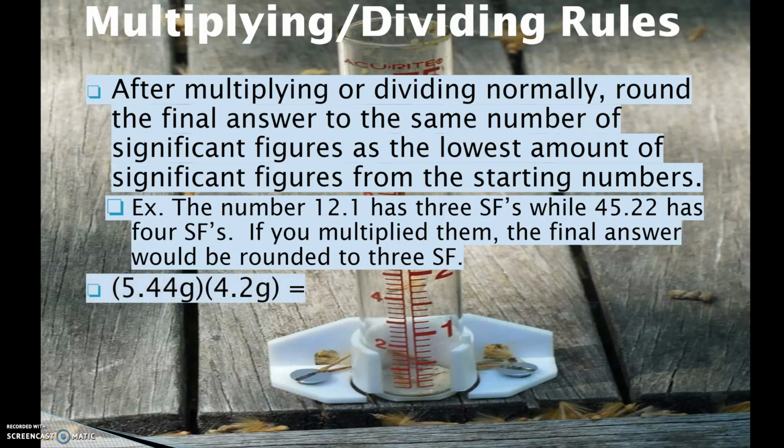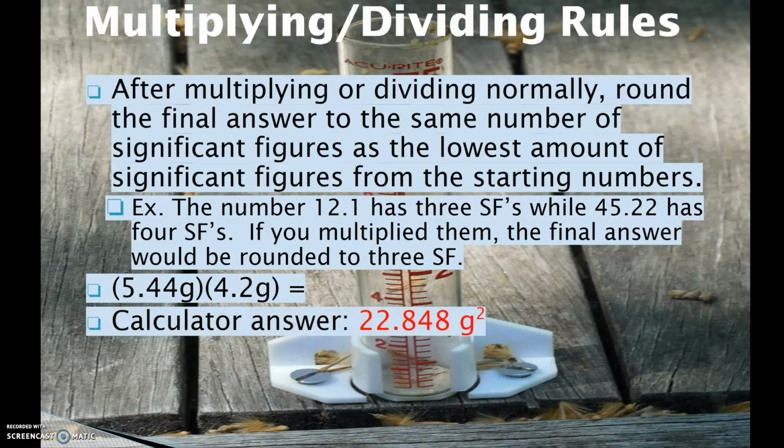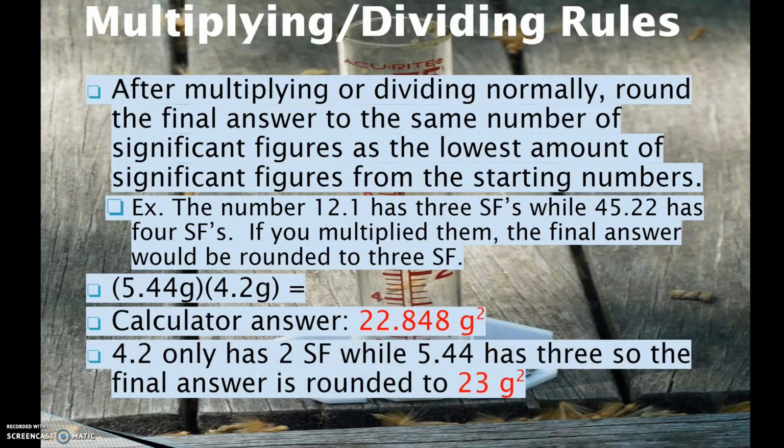Let's continue. Here's an example. 5.44 times 4.2. My calculator answer is 22.848 grams squared. 4.2 only has 2 significant figures. 5.44 has 3 significant figures. So my final answer is going to be 23.